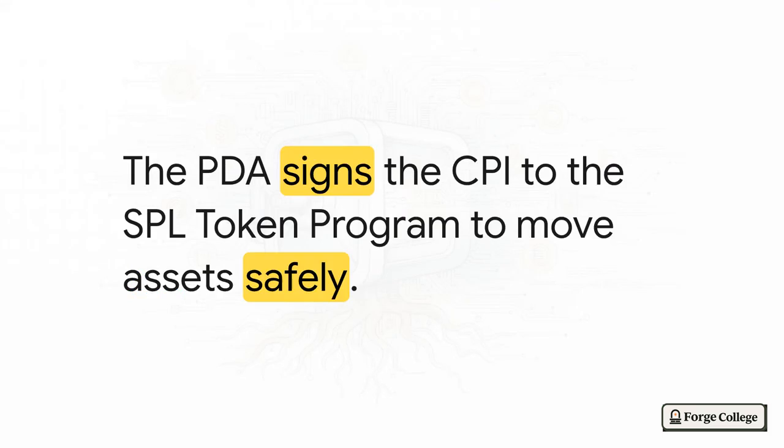Bringing those two concepts together is where the real magic happens. The PDA signs the CPI, sending it to the SPL Token program to move those assets safely. And I highly recommend you literally burn this specific intersection into your memory, because if you find yourself pulling your hair out debugging later on, I guarantee it will be right here. Most program failures happen at this exact point, usually because the PDA authority you provided just doesn't perfectly match the expected automated signer. So getting your PDA seeds right is absolutely essential.